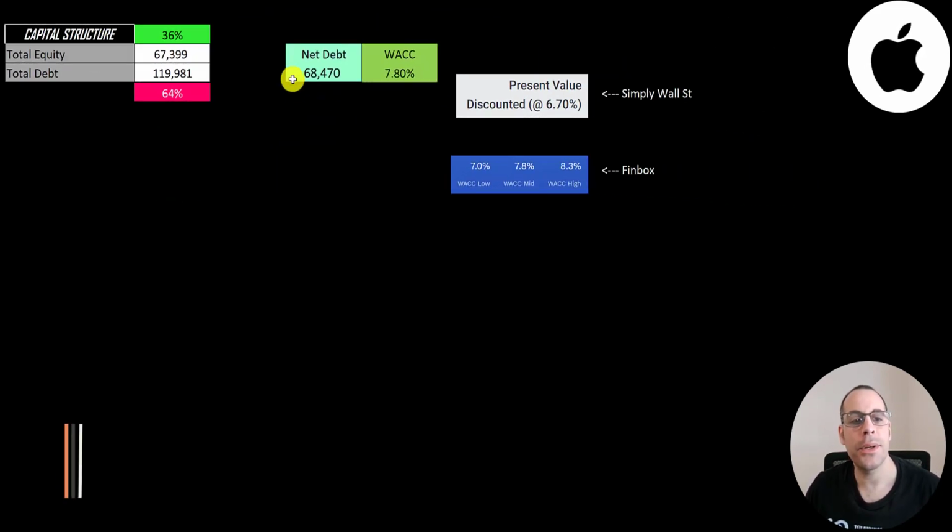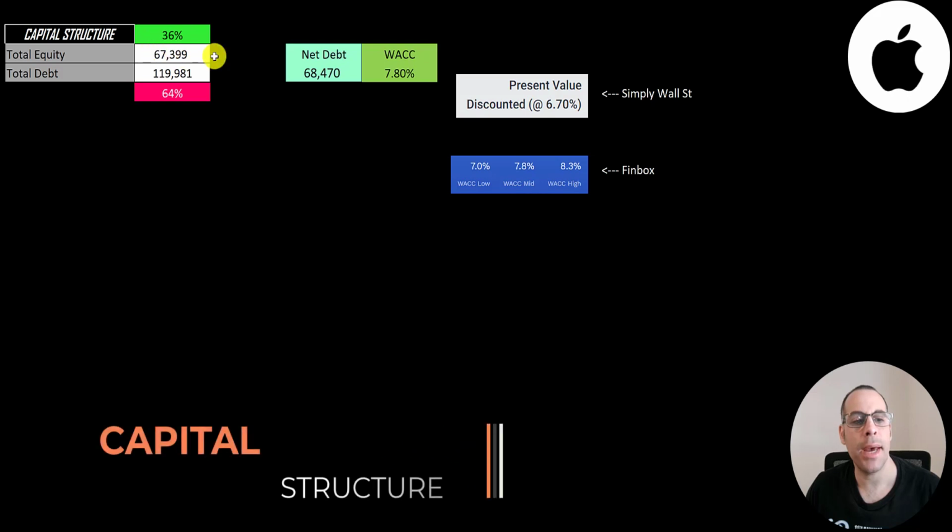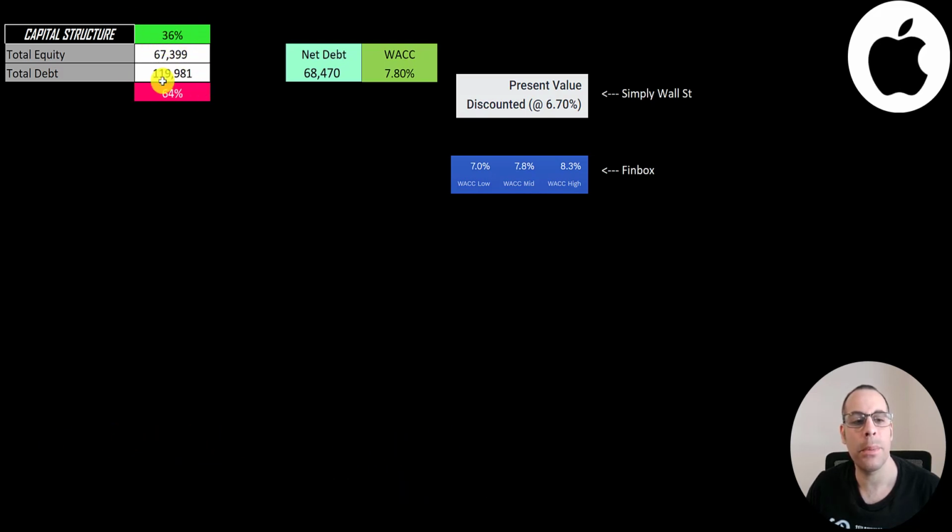Let's look at the capital structure. They have $67 billion of equity, $120 billion of debt. They're 36% equity, 64% debt. Their net debt is $68 billion. Net debt is debt minus cash.